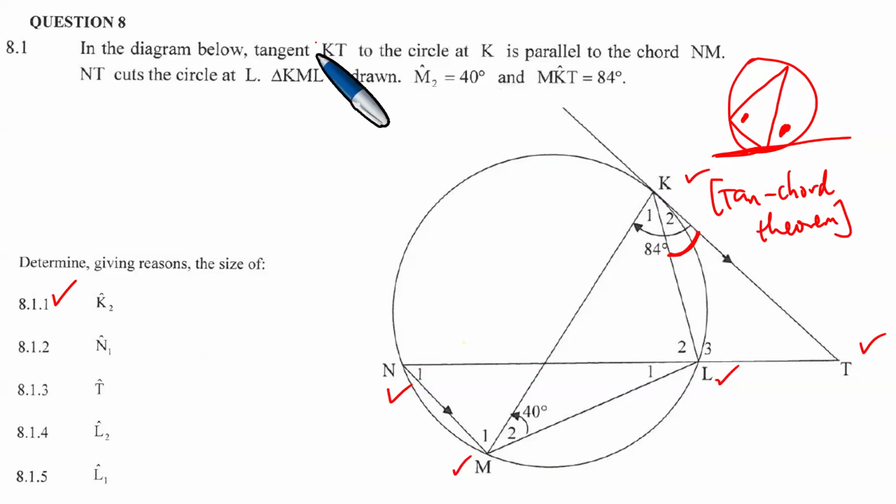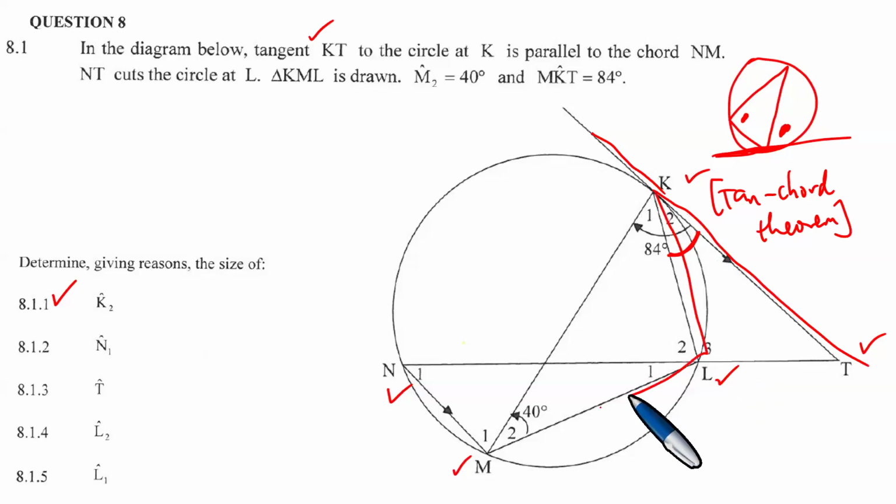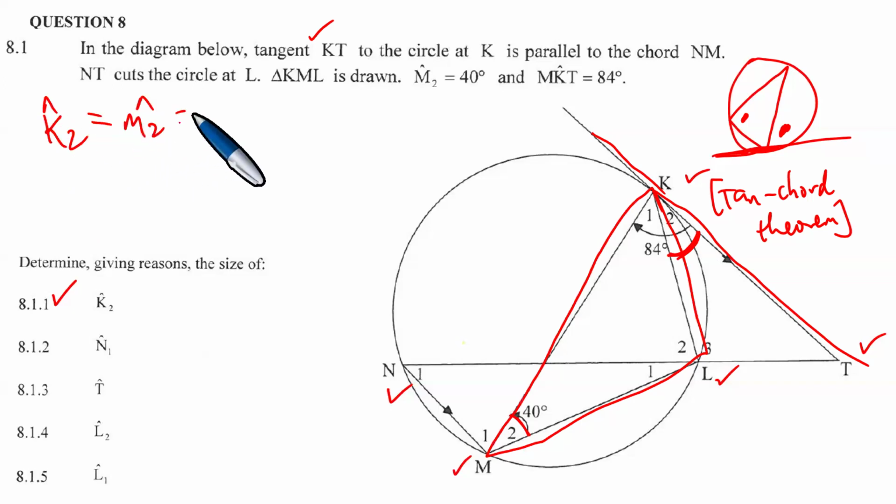Okay, there's a tangent because they said tangent KT here. So there's a tangent KT like this, and then now you have this. And this angle that sits here is equal to the angle that sits there. In other words, we're able to see, therefore, that the angle K2 is equal to M2, and it's equal to 40 degrees, which is the tan chord theorem.